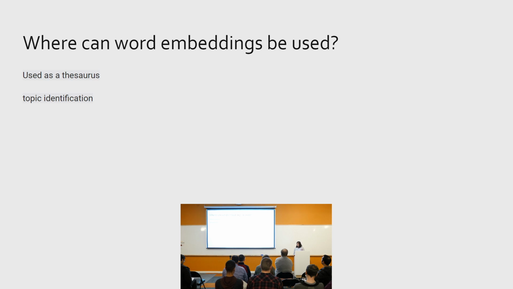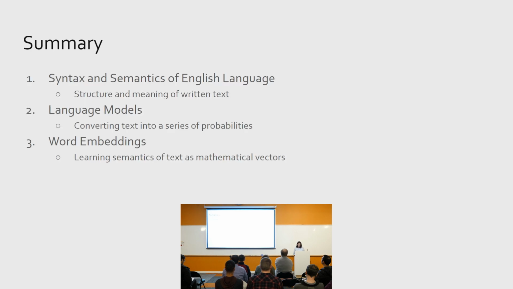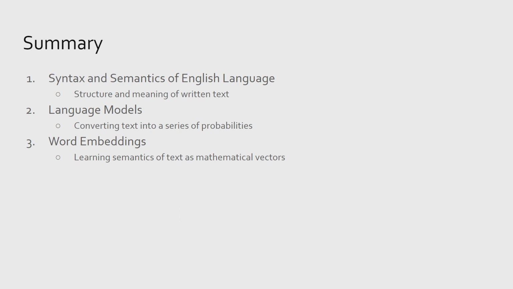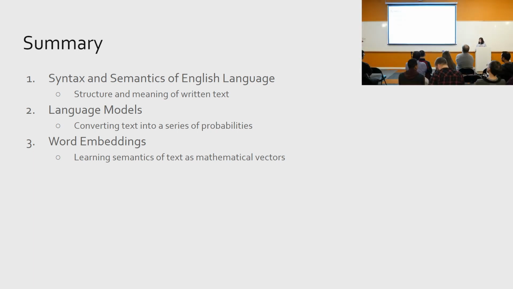So that brings me to the end of this topic. To summarize, we talked about 3 things: syntax and semantics of English. We looked at part of speech tags. We looked at dependencies between words. We talked about language models and probabilities and how words co-occur with each other. And finally, we talked a little bit about word embeddings and how words and sentences are represented as vectors. And that's it for now.